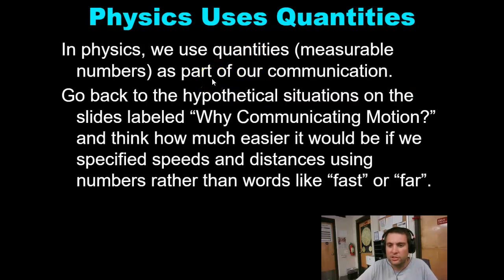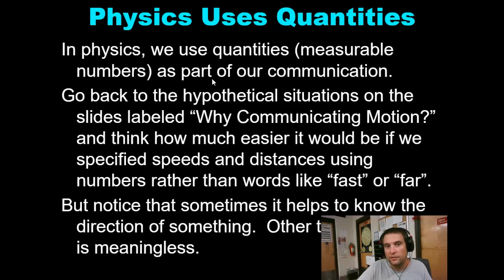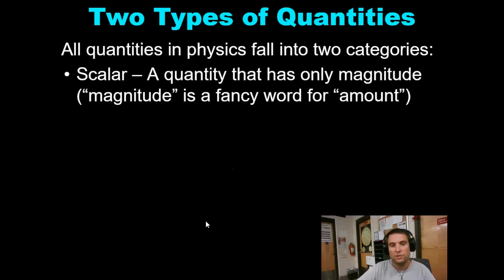If we go back to that hypothetical situation and think about how much easier it would be if the officer specified the speed that we were going, or we had a direction for the flagpole. Rather than 947.32 meters, it was 947.32 meters east. So if we're a little bit more careful in our explanation of our quantities, then we can communicate better. Notice sometimes it helps to know the direction of something, other times the direction is meaningless. We don't need to know what direction we were going when we got pulled over, we just know we were going too fast.